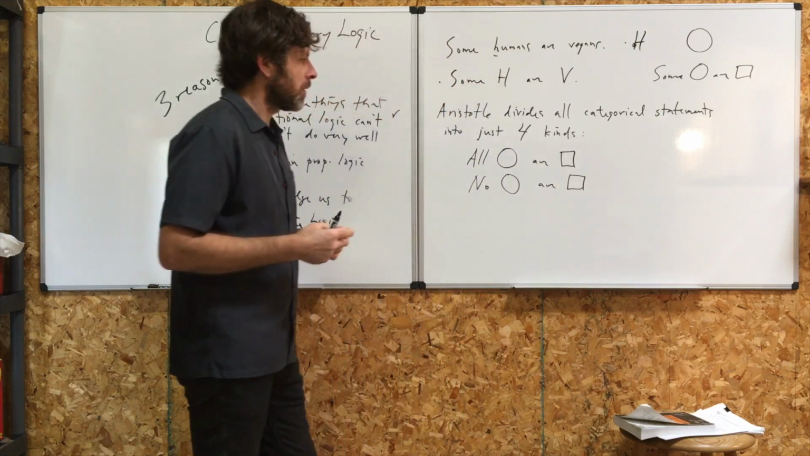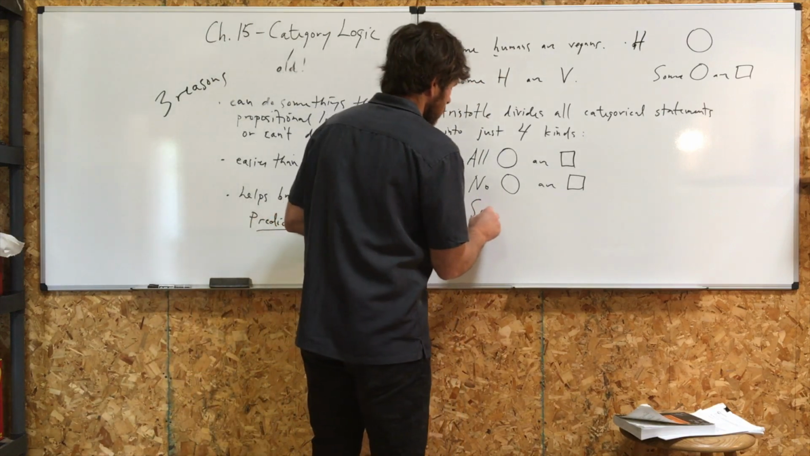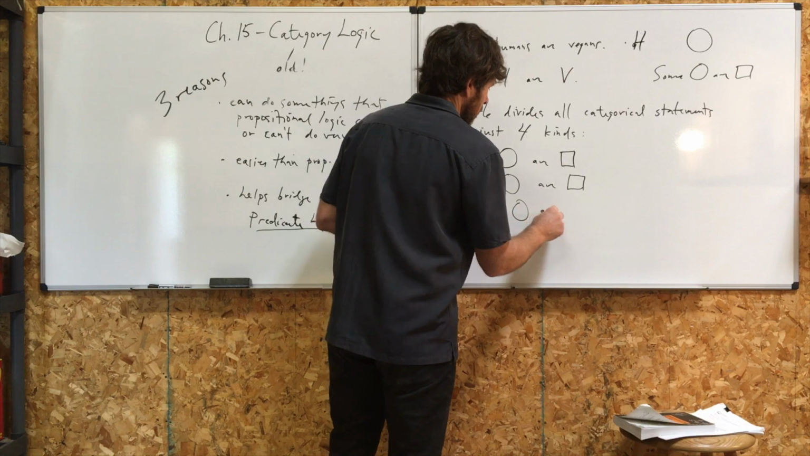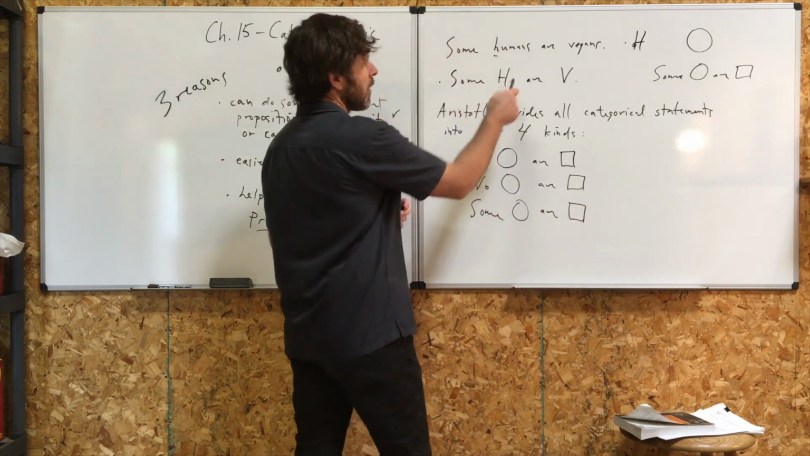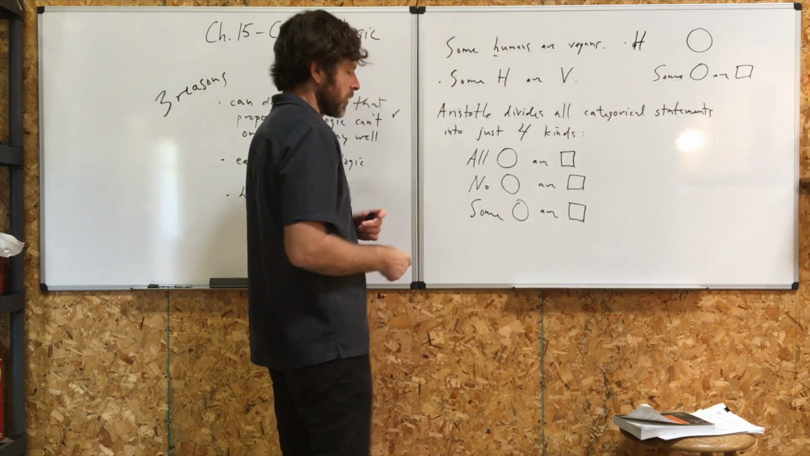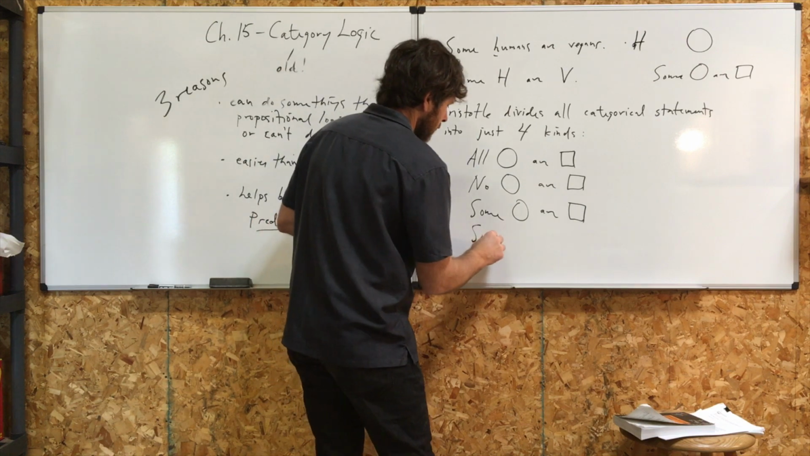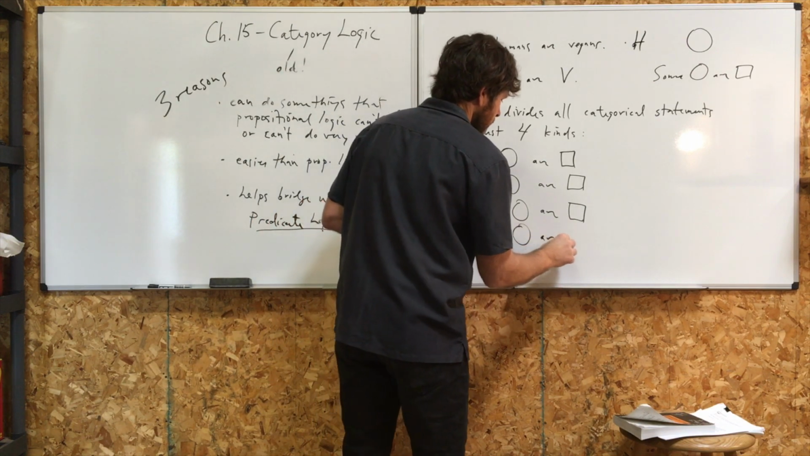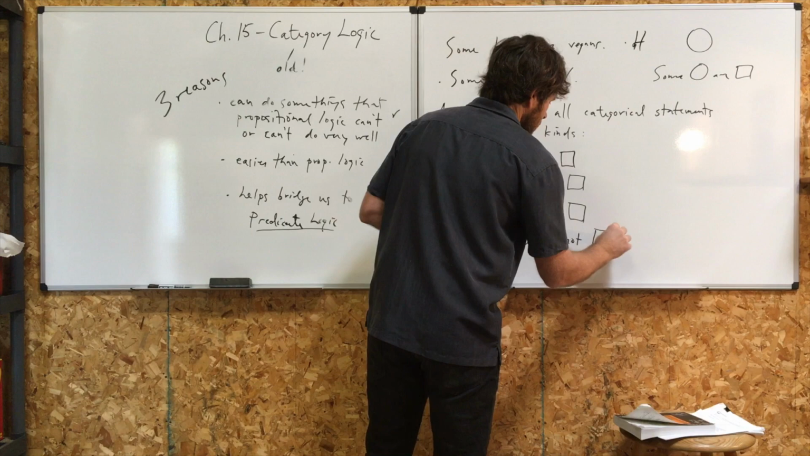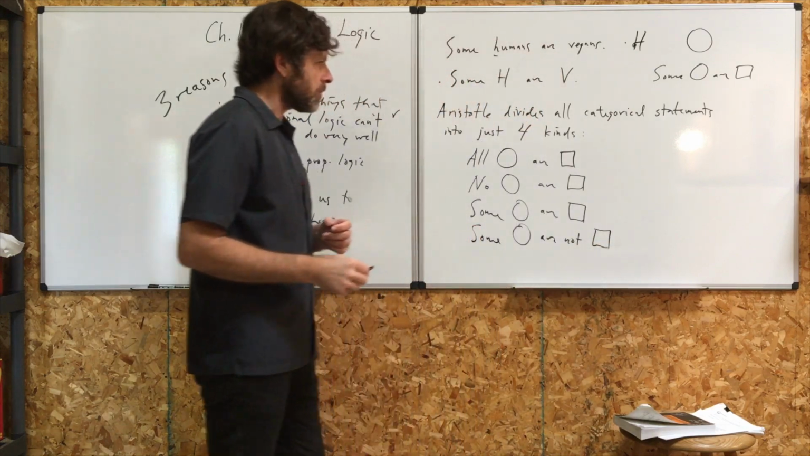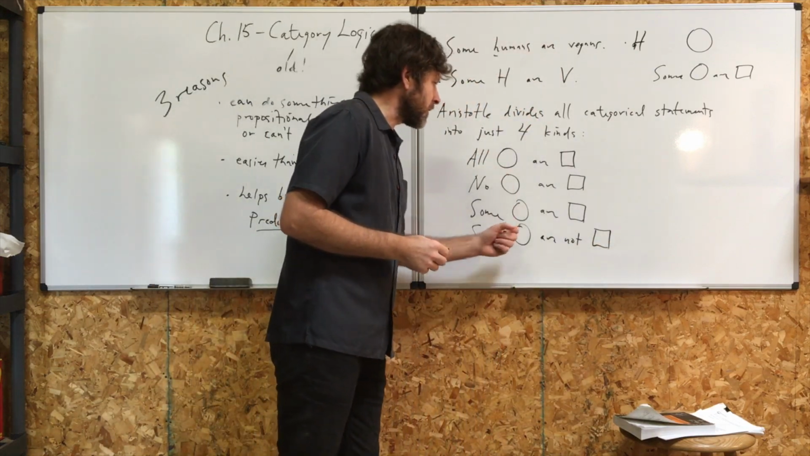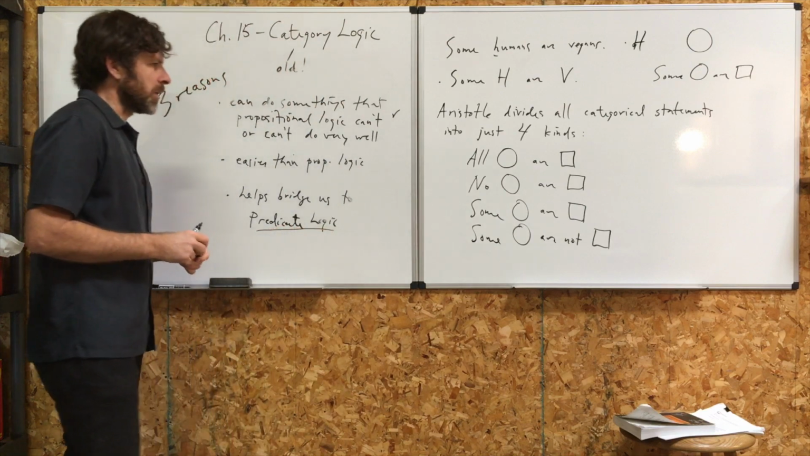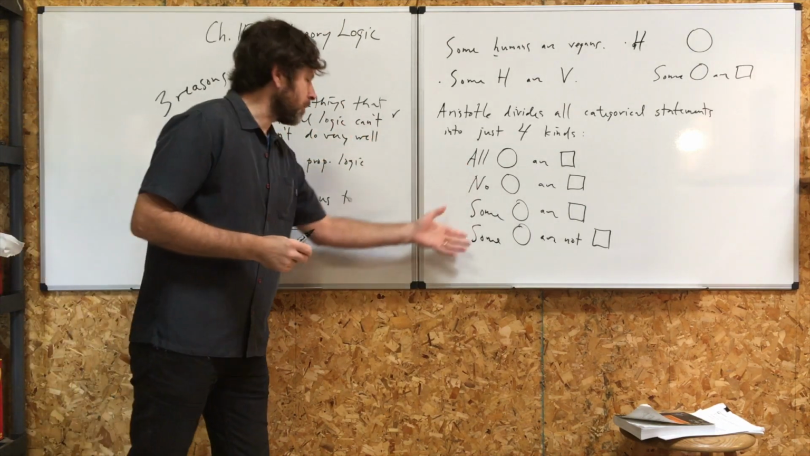Okay? Some circles are squares. Yeah, we saw that right there. Okay? Some circles are squares. And then finally, some circles are not squares. Let's talk about what each of these statements means. Yeah, look, there's just four.